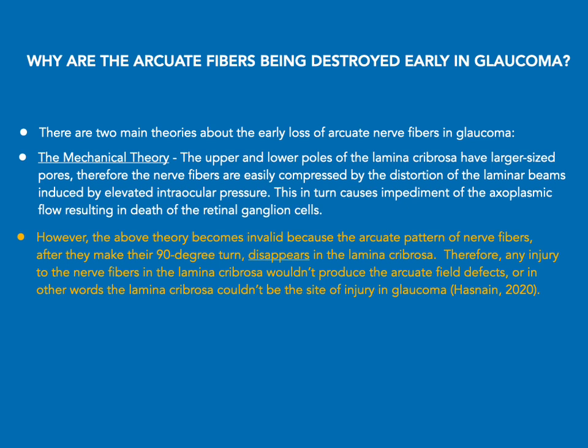However, the above theory becomes invalid because the arcuate pattern of nerve fibers, after they make their 90-degree turn, disappears in the lamina cribrosa. Therefore, any injury to the nerve fibers in the lamina cribrosa wouldn't produce the arcuate field defects, or in other words, the lamina cribrosa couldn't be the site of injury in glaucoma.